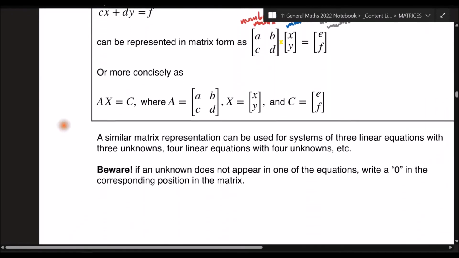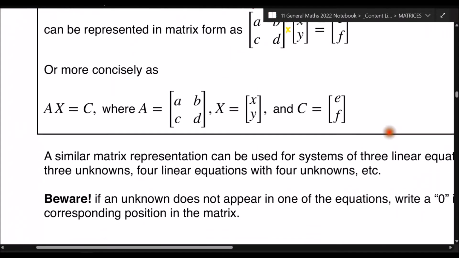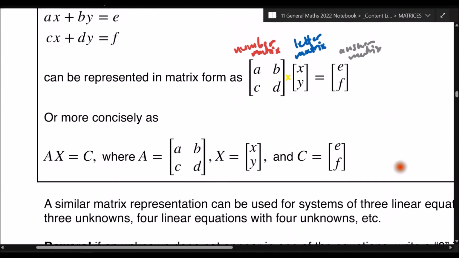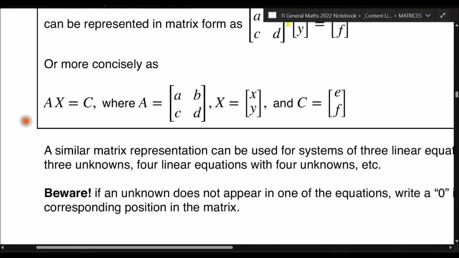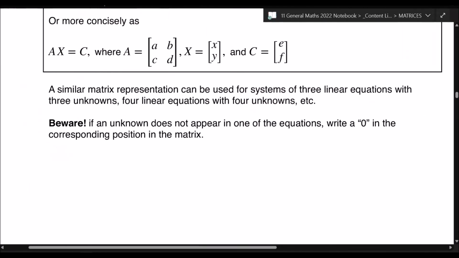Now, there's a more concise way of representing what I just talked about, but essentially, number matrix, letter matrix, answer matrix. That's what you're going to split your equations into. Just some things to be aware of, and you'll see this in the next few examples. You can have 3 unknowns. It'll come about. And also, sometimes you might have an equation that's got maybe 2 unknowns, but then one of the equations has only 1 unknown. If that's the case, we'll need to write a 0 in our number matrix. And I'll show you what that means as we go through.